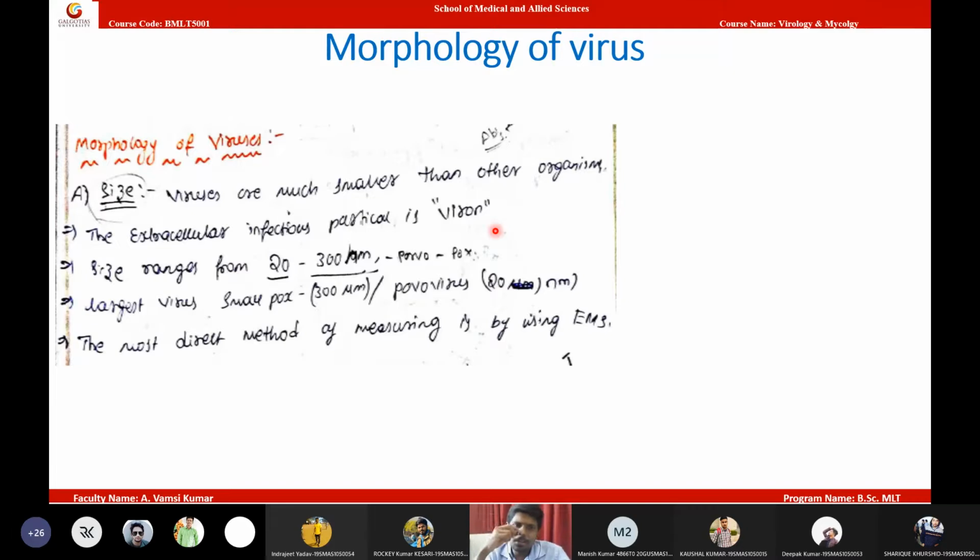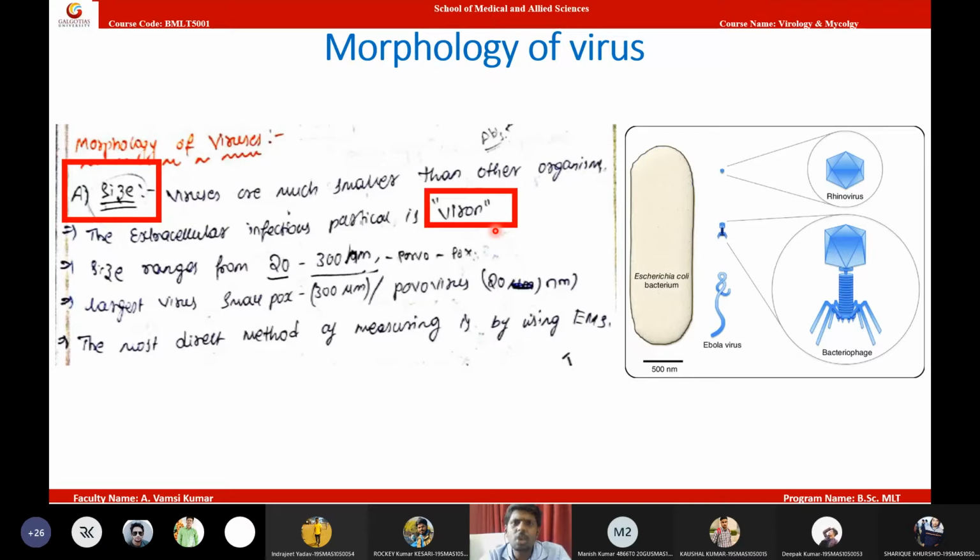Then the only direct method to observe viral morphology is by using electron microscopes. We have two types of electron microscopes: the scanning electron microscope and the transmission electron microscope. Only with the help of electron microscopes can we detect the viral structure, because viruses are the smallest living organisms. I would also like to show you one example of viral morphology.